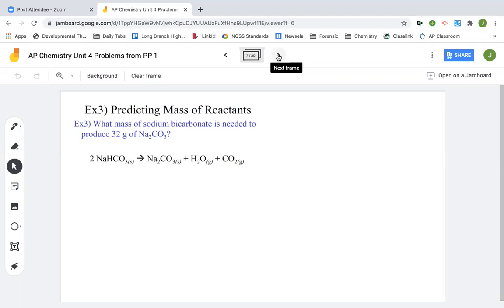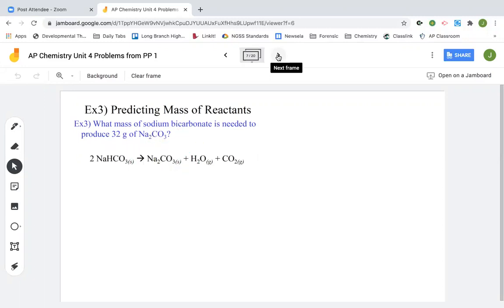So if we look, the question is giving us 32 grams of sodium carbonate, which is one of our products. And it's asking us what the mass would be of our reactant. So we're going to go ahead. I'm just going to erase what I wrote so I don't confuse you. We're going to go ahead and set up our problem.